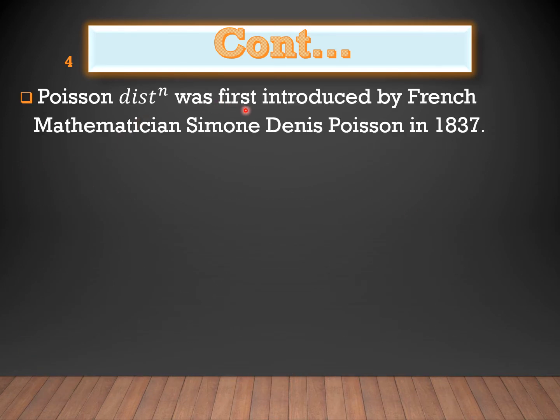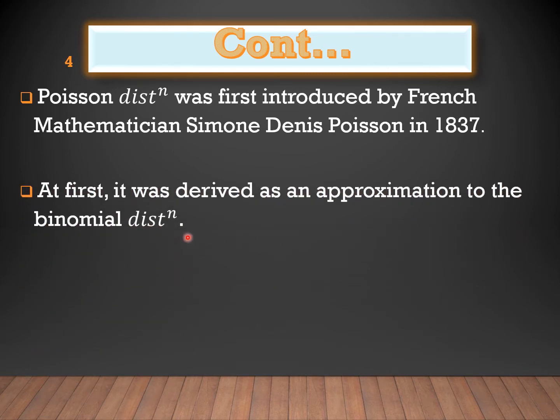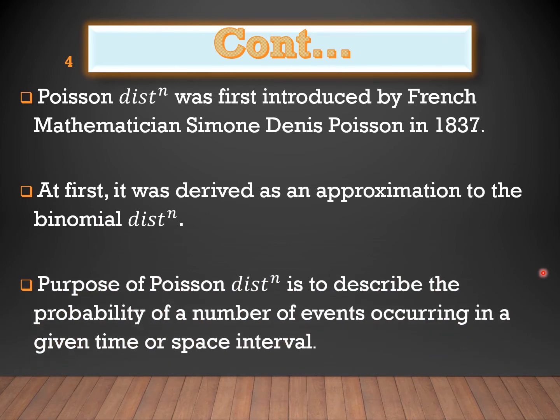Poisson distribution was first introduced by French mathematician Simon Denis Poisson in 1837. At first, it was derived as an approximation to the binomial distribution. The purpose of Poisson distribution is to describe the probability of a number of events occurring in a given time or space interval.